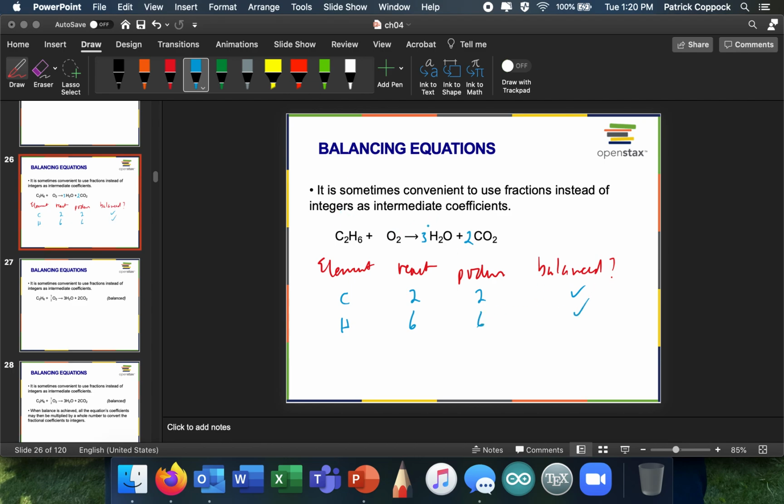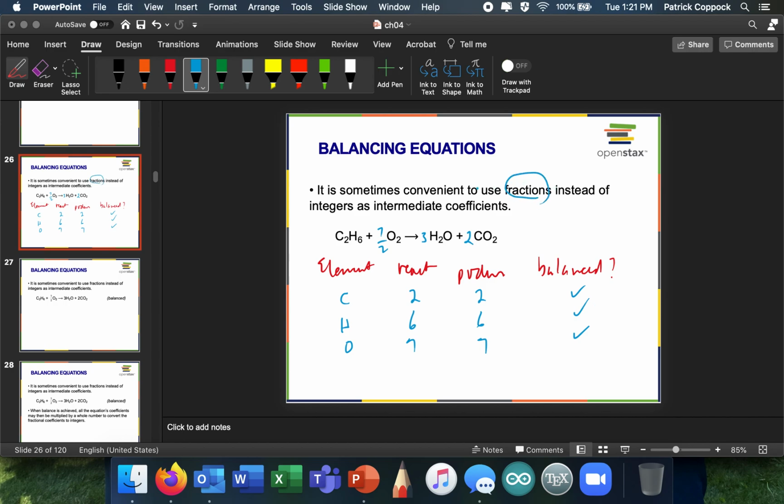Now oxygens. So it looks like I've got 3 oxygens here and 4 here, so that's 7, right? Well, if I make this a 7 halves, look at that. That's going to give me 7 over here, and that is also balanced. Right? Can you see that? So again, if that doesn't make sense, you might want to pause the video or go back a little bit and watch what I did again there. But I've got 7 and 7, and so I've got a fraction as a coefficient.